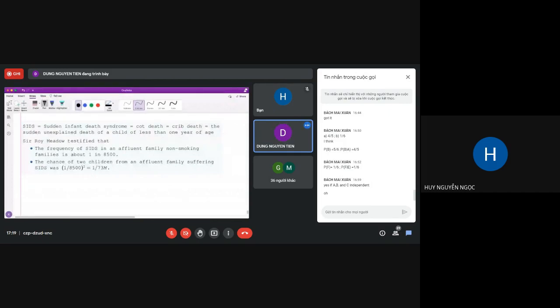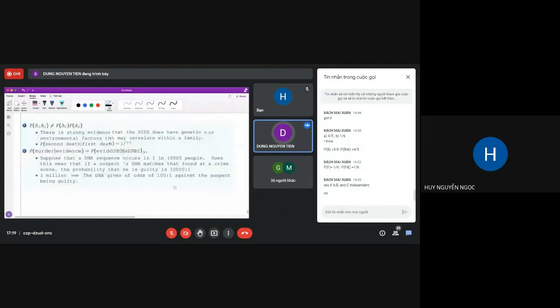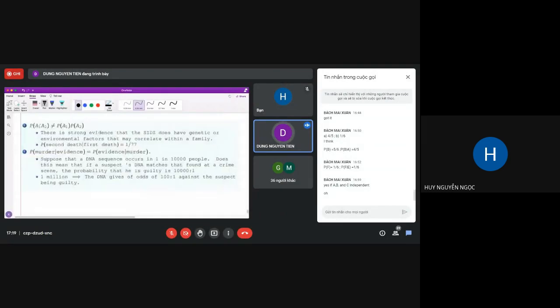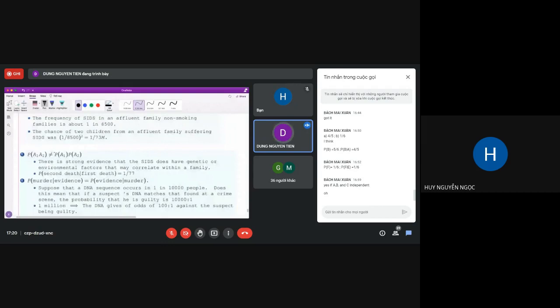Well, first of all, let A1 and A2 be events, where A1 is the event that the first baby died, and A2 is the event that the second baby died. Then you want to find the probability of A1 A2, which is the probability that the two babies died after their birth, right? And the doctor claimed that this probability is equal to the probability of A1 times the probability of A2.